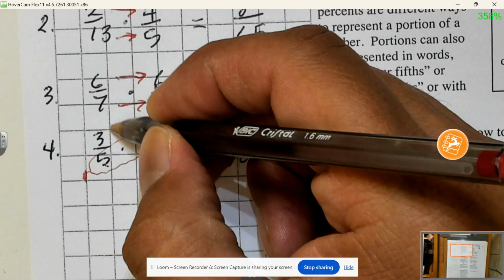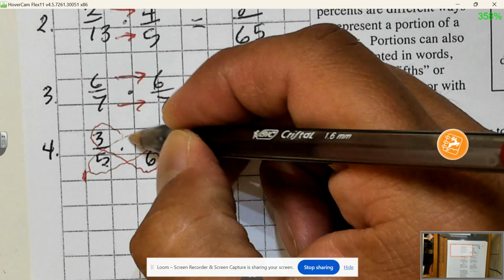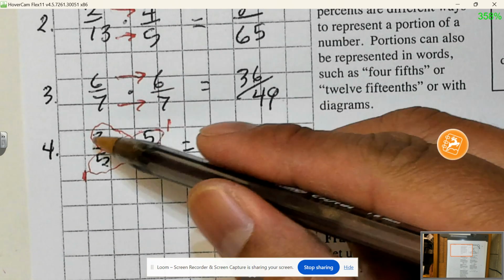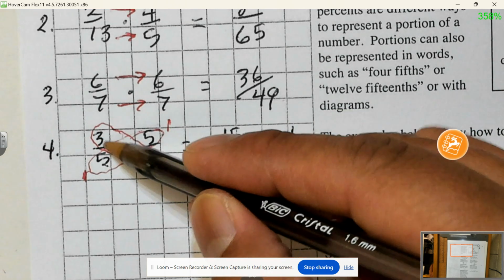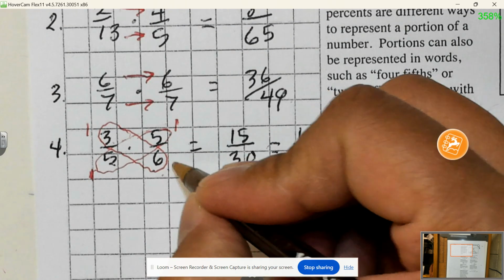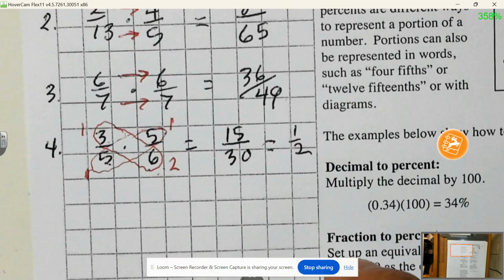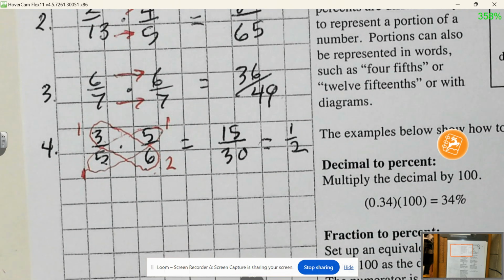Then we look this way. Can we reduce the 3 and the 6? Both of these are factorable by 3. So we divide this by 3, we get 1. We divide this by 3, we get 2. So what allows us to use that butterfly method?